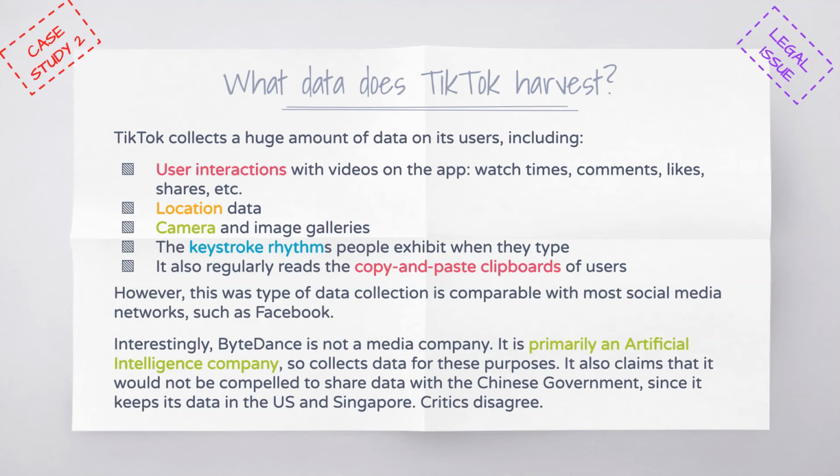But TikTok also collects information outside the app, such as location data, a user's camera and image galleries. It even collects the keystroke rhythms that people exhibit when they type in and outside the app. So this essentially means that anything that you type, passwords, personal text messages, personal emails, that information of how you're using the keyboard on your phone is recorded by TikTok.